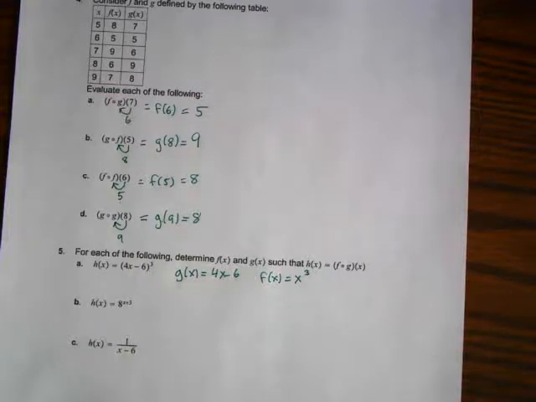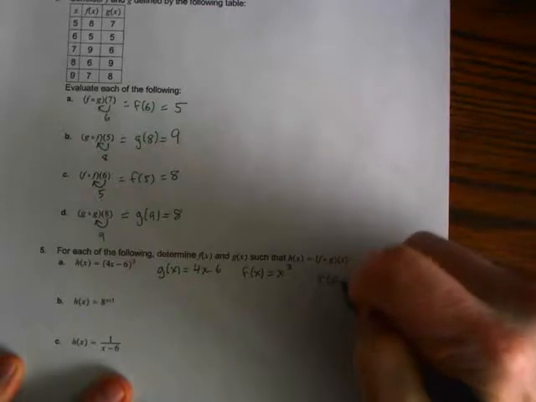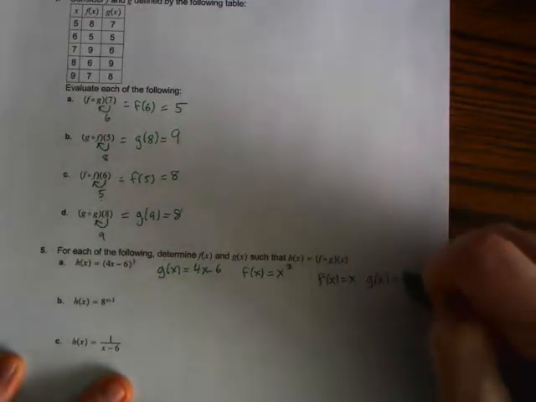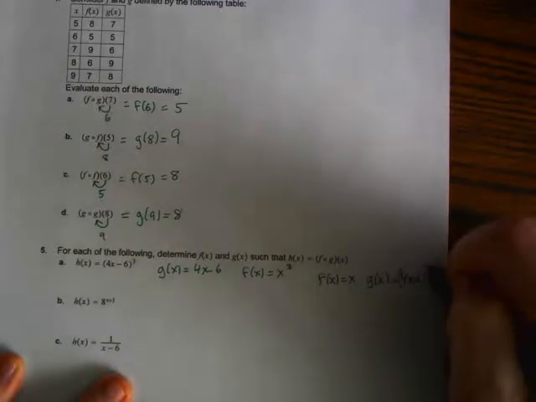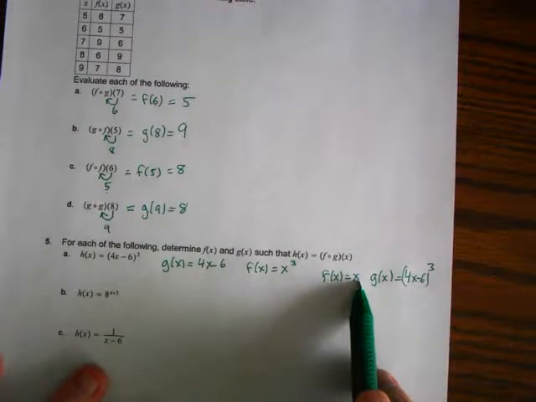Now, the truth is, that's not the only correct answer. There are other correct answers. Let me give you another one. Another correct answer, this is kind of a silly one. f of x would just be x, and g of x would be (4x minus 6) cubed. If I were to take that and plug it into that, nothing changes.